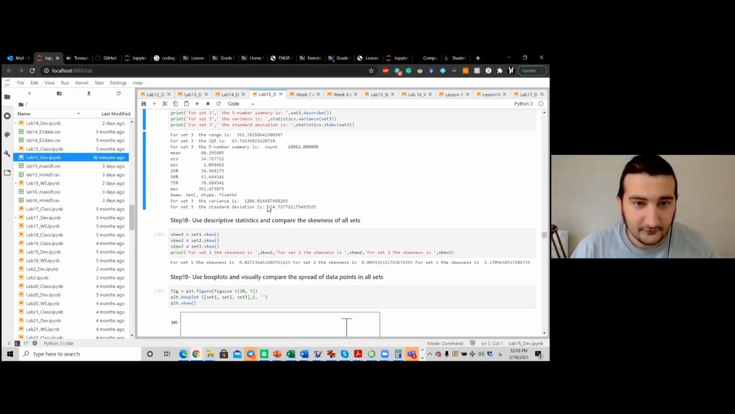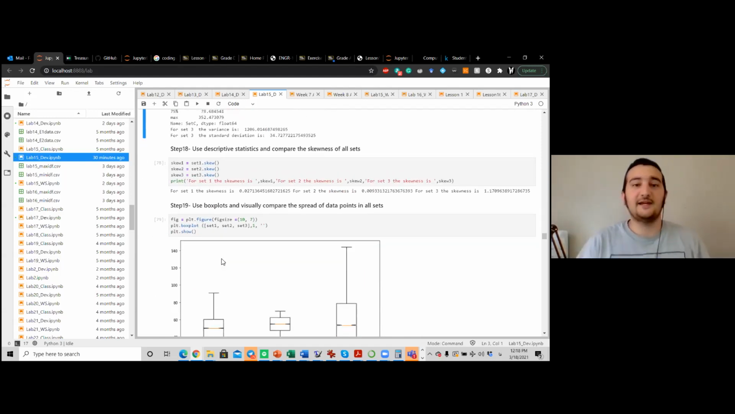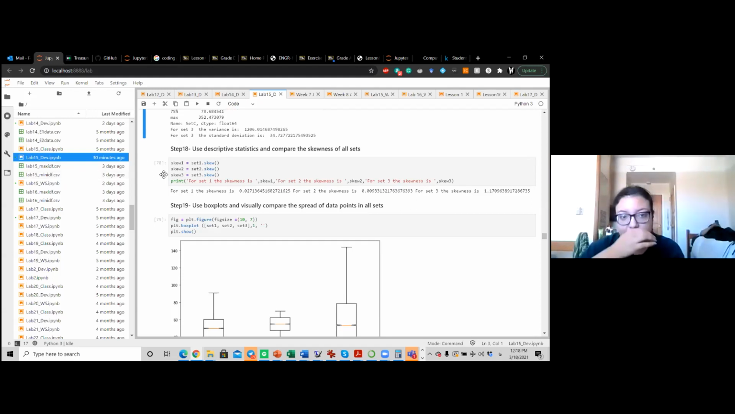Now, let me move to the next step where we are comparing skewness. Abby, come back to the stage and tell us what you see. So for set one, you have a really small skewness. So we can assume there's a normal distribution. And for set two, you could see that the skewness has a lower number. So you can assume it's an almost normal distribution. And for set three, you could see that the skewness is 1.17. So you could see that it's negatively skewed. Okay, thank you very much.